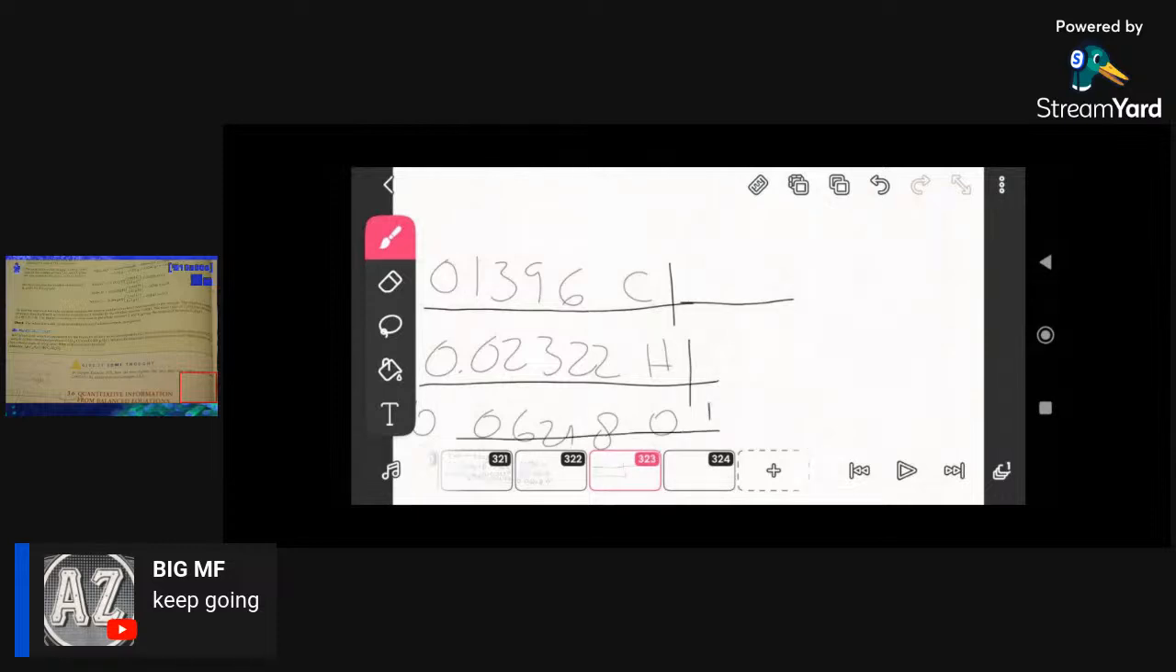All right, hold up. So now 12 grams of carbon is equal to 1 mole of carbon, and then 1 gram of hydrogen is equal to 1 mole of hydrogen, and then 16 grams of oxygen is equal to 1 mole of oxygen. So now we got to figure that out.